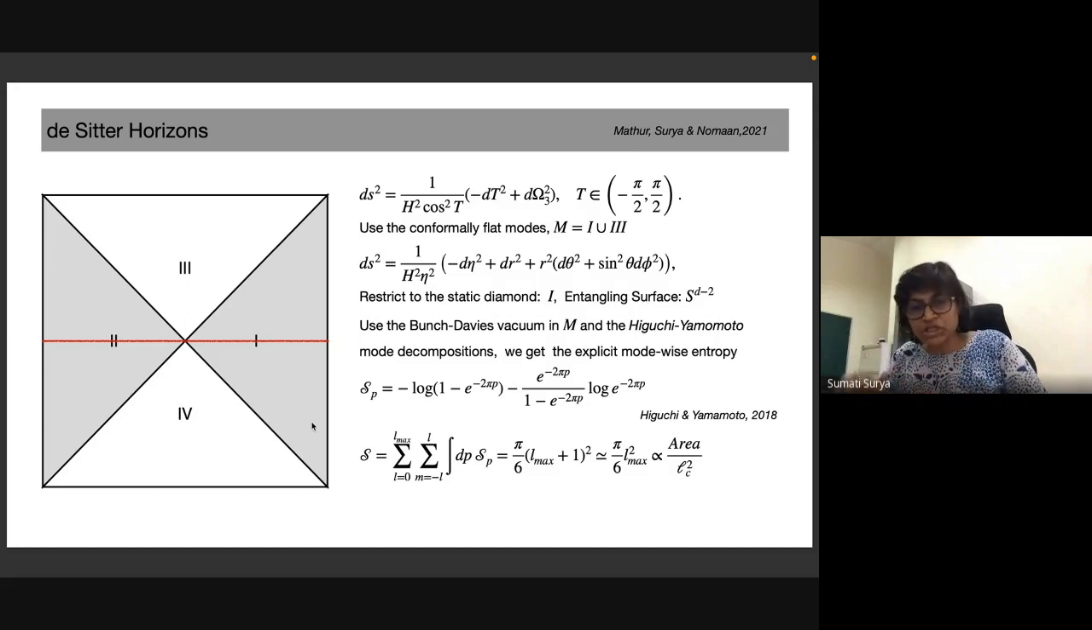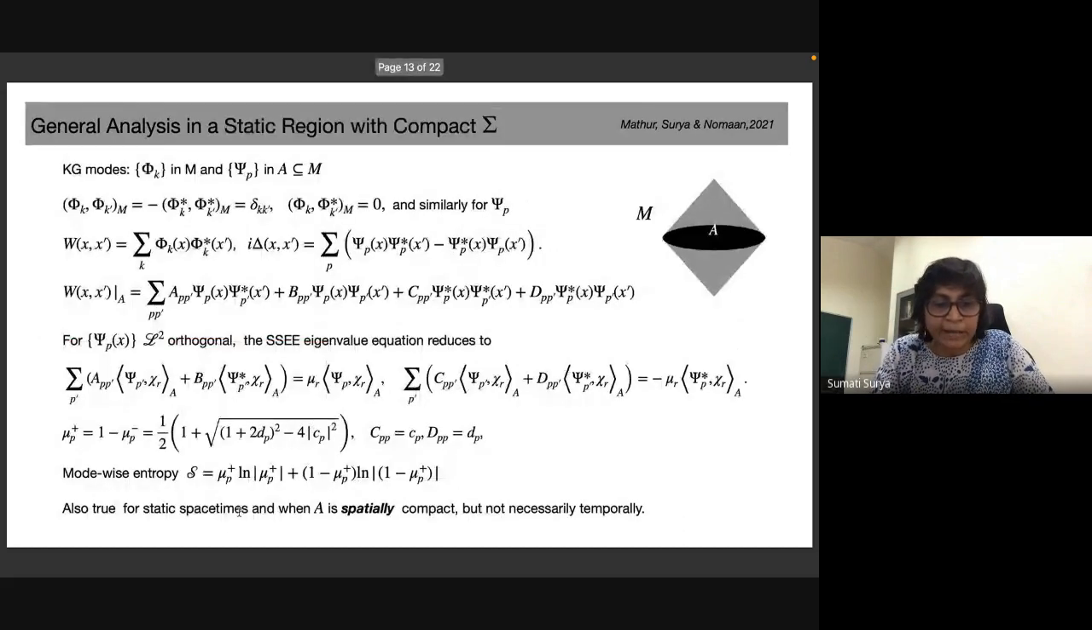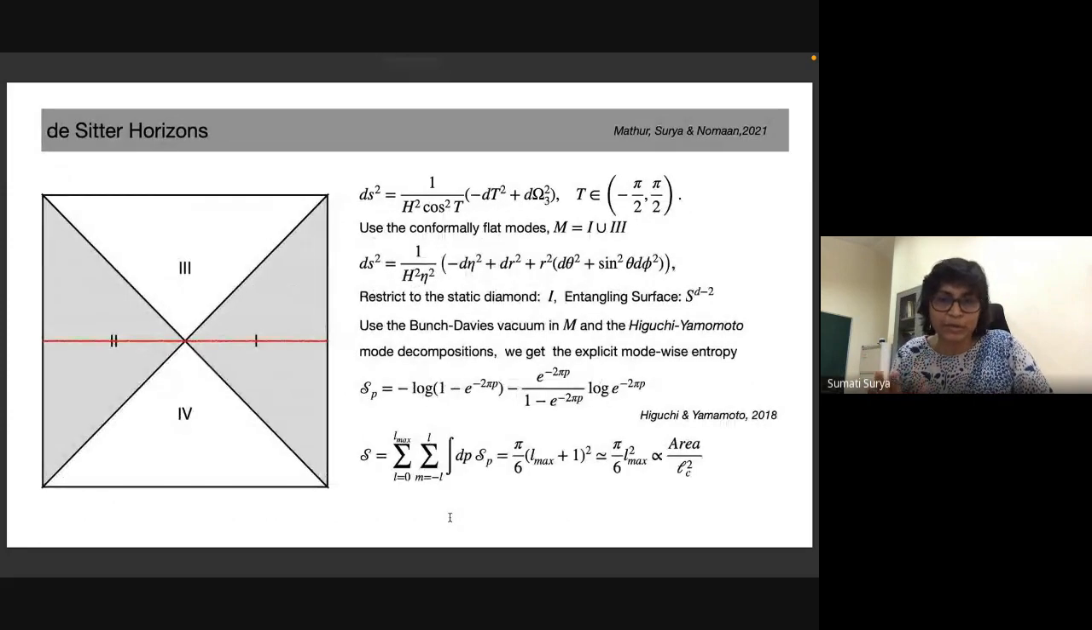And of course, it's spatially compact, but it's not temporally compact. As I pointed out right towards the end here, when A is spatially compact, but not necessarily temporally, and when it is static, then this whole formulation actually works. So even though I had earlier said a lot about the fact that region A has to be compact, if it is static as well as spatially compact, you can get by with using I delta and defining it, because in these equations you get delta function normalization in the time direction, and so that drops out very nicely.